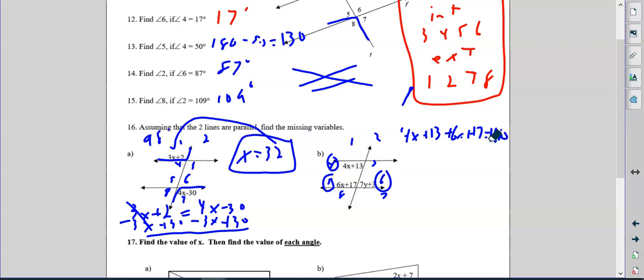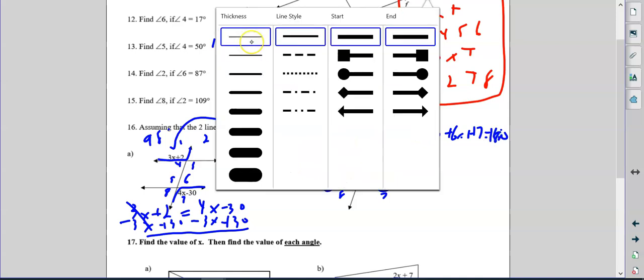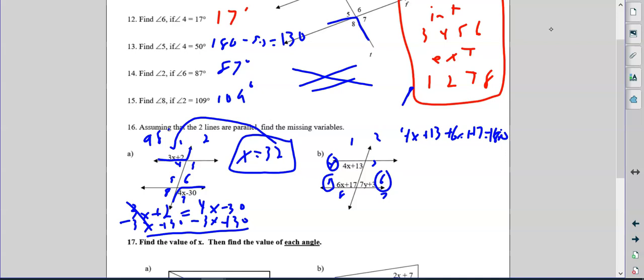Sorry, I don't have a lot of room here. Now, remember, be careful here. Some of you are still subtracting 4x. No, you join like terms. So 4x plus 6x is 10x. 13 plus 17 is 30. Equals 180. I'm going to subtract 30, which gives me 10x equals 150. Divide by 10, and I get x is 15.